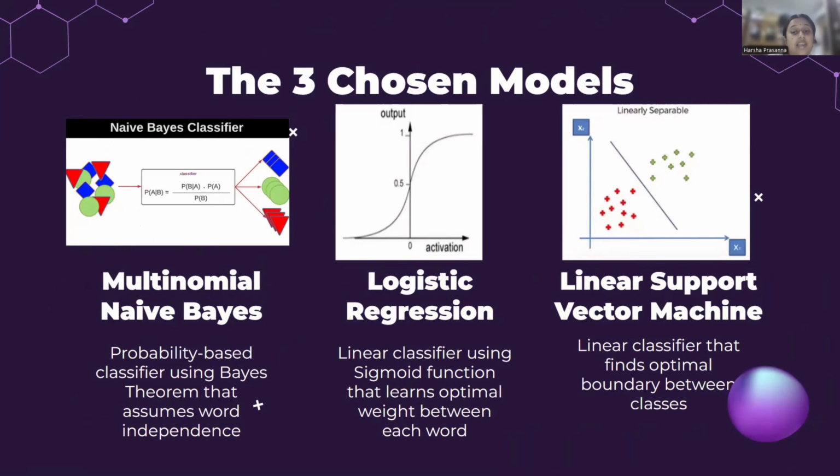Logistic regression, on the other hand, is a statistical model that assigns weights to words and applies the sigmoid function to produce a probability between 0 and 1, giving us an interpretable confidence score for each prediction. Lastly, we have support vector machine, which takes a geometric approach by mapping emails as points in high-dimensional space and finding the best separating boundary known as the hyperplane that maximizes the margin between spam and non-spam, which is ham. These three models together represent probabilistic, statistical, and geometric methods for classification.